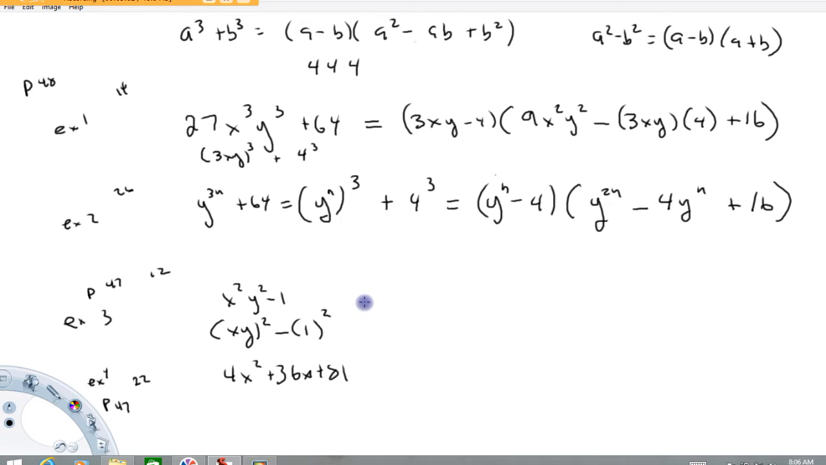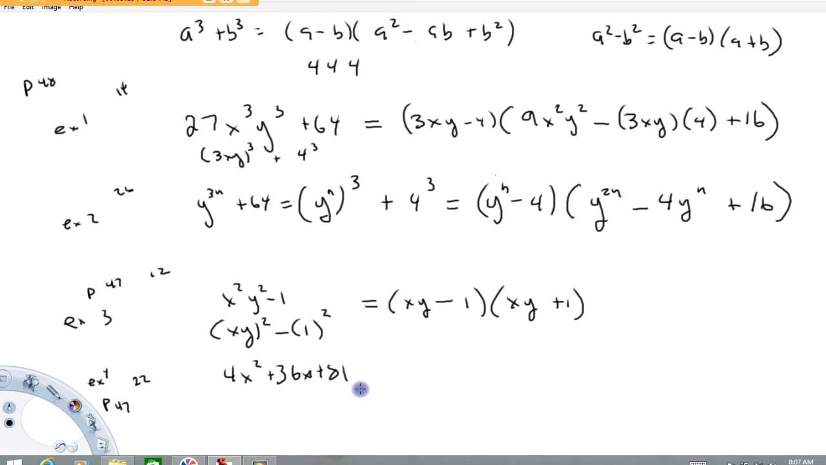So this is going to factor into, okay, a minus b. That's going to be x times y minus 1. And then times a plus b. That's going to be x times y plus 1. And that's done.